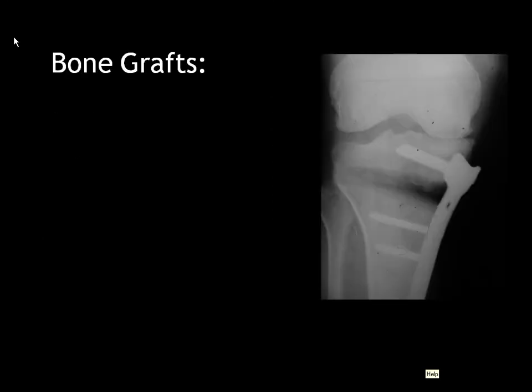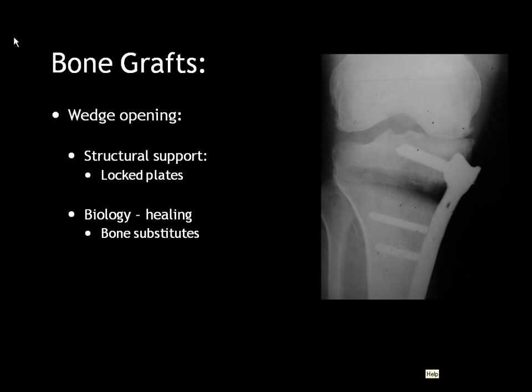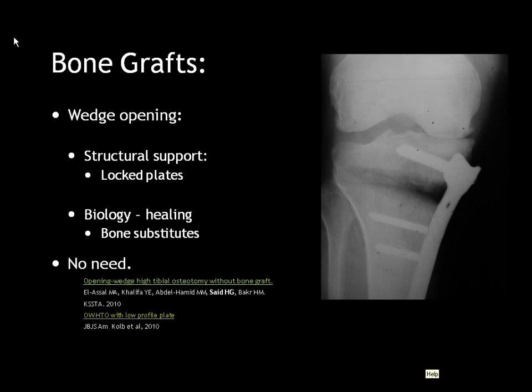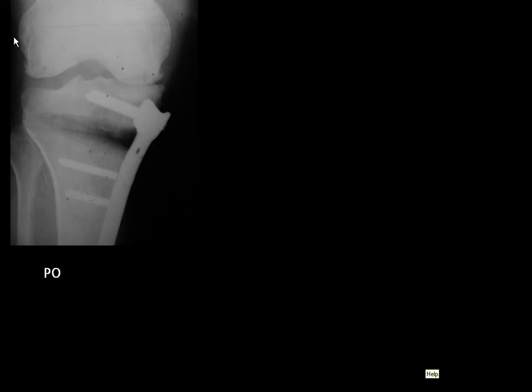What about bone grafts? Traditionally, we use them for structural support, and that's not needed anymore with the locked plates. We also use them for biological reasons to improve healing, and some people use bone substitutes. But in recent literature we published last year, we stopped using bone grafts, and other authors have shown the same. They used locked plates, and they don't use any bone grafts. So personally, we've stopped using them for more than 2 years.